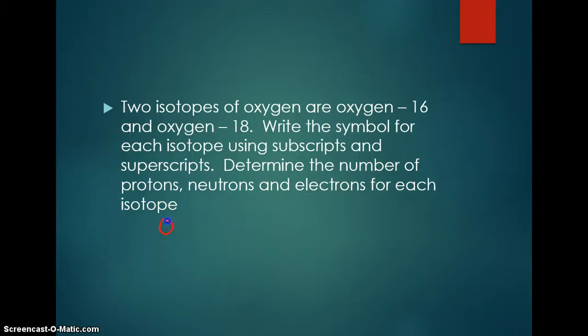So let's see if you're right. O is oxygen 16, and you would write it as 16, 8, O. And then we have O 18, which we would write as 18, 8, O. I would have, in this case, 8 protons, 8 electrons, and 16 minus 8 would give me 8 neutrons. In this case, I would have 8 protons, I would also have 8 electrons, but 18 minus 8 would give me 10 neutrons.